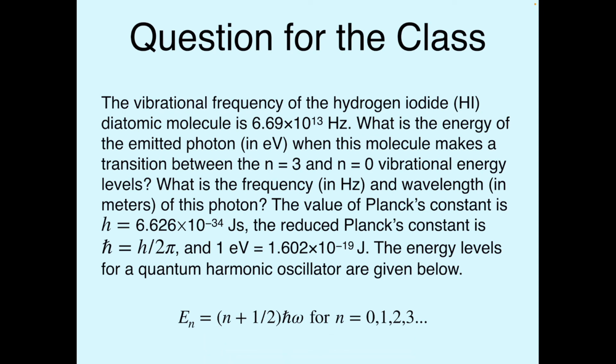So some numbers you'll need to know are Planck's constant and the conversion between electron volts and joules. I also gave you the formula for the energy levels of the quantum harmonic oscillator. That's going to be used as well. So pause the video, try to work this out, and then we'll go through it together.